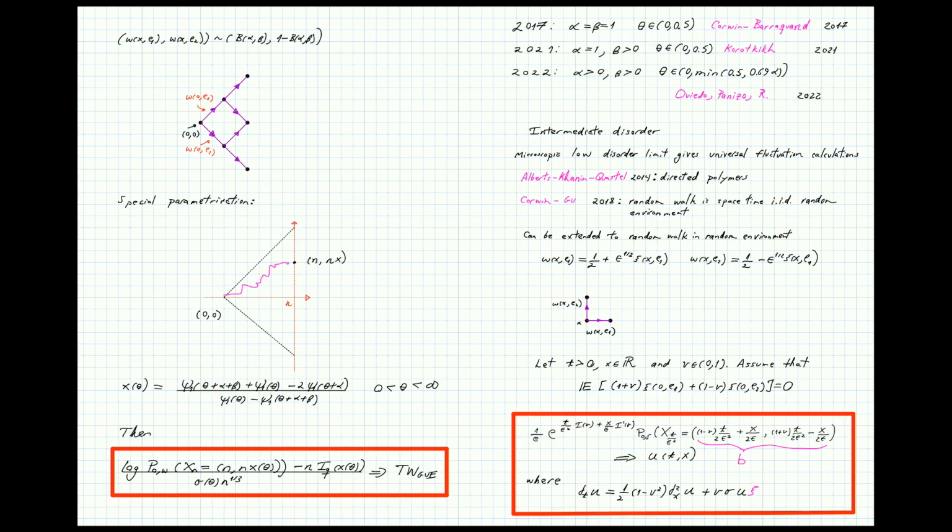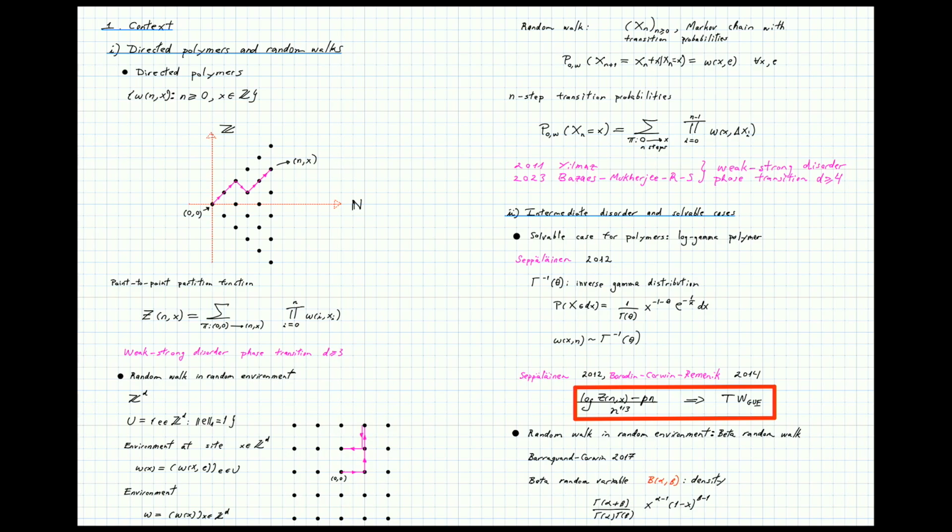So this was proven by Seppäläinen in 2010, and then extended by Borodin, Corwin, and Remenik in 2014. And there's a similar solvable case for the random walk in random environment, which is called the beta random walk.